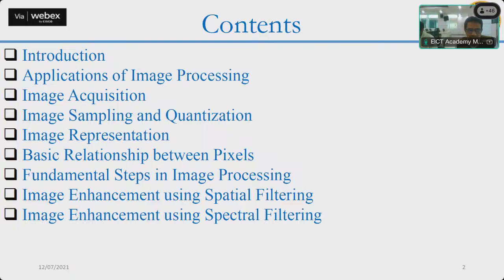But how does it happen? One query is there: how does such a complex application take place so easily? So that we are going to cover with the help of the basics. The topics are introduction, applications of image processing, image acquisition, image sampling and quantization, image representation, basic relationship between pixels, fundamental steps in image processing, image enhancement using spatial filtering. Because it's basically the spatial domain, we are saying spatial filtering. Then image enhancement using spectral filtering. When we take the frequency domain, that is basically the spectral filtering.